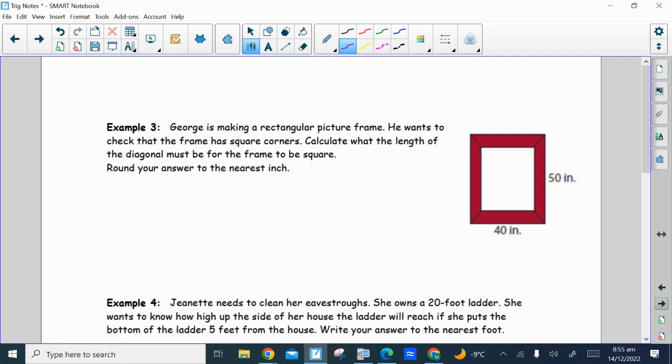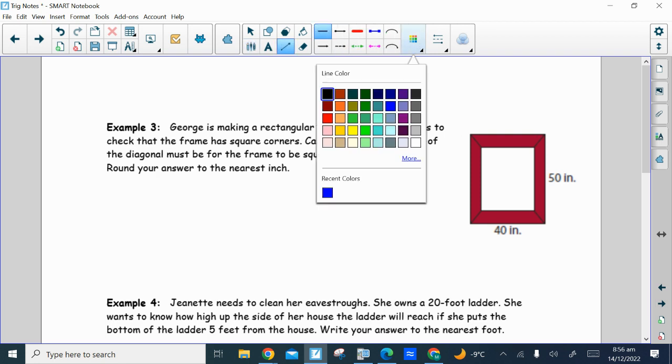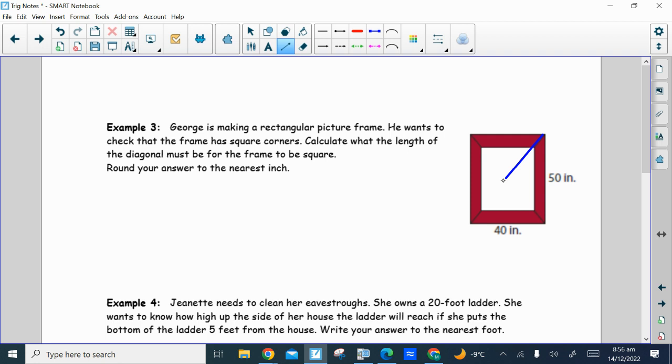It could be the floor of a shed, to make sure that it is square, which means that the angles are 90 degrees. They'll take the two sides, they'll measure the length of the diagonal, and they'll use Pythagorean theorem to make sure the diagonal is the right length so that the sides are square. So that's what this is asking us to do. Calculate what the length of the diagonal must be for the frame to be square. So how long should the diagonal be so that there's a right angle at the corner? That's what square means. It means the corners are 90 degrees.